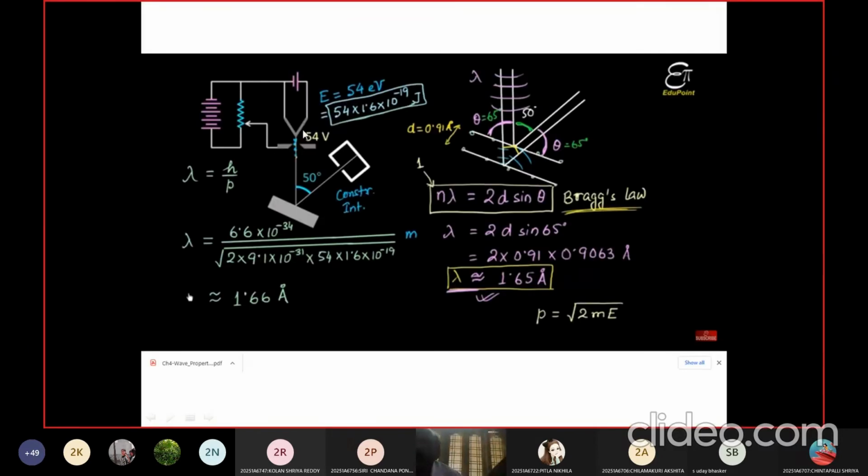Okay, you see this voltage is 54 volts and this angle is 50 degrees. At 54 volts and 50 degrees, you got a very excellent prominent peak. Now, if you want to see this 50 degrees, you have to see this 50 degrees here. This is the 50 degrees.